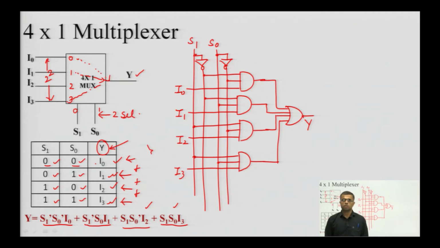Okay. So, this is the circuit for a 4 cross 1 multiplexer, the internal structure of a 4 cross 1 multiplexer. Similarly, we can go for higher size multiplexers, 8 cross 1 multiplexers, 16 cross 1 multiplexers. So, this is about the internal circuit of a multiplexer.